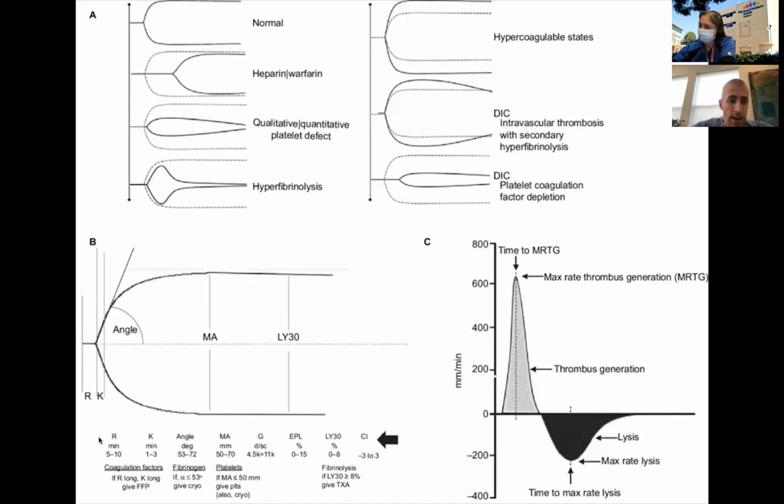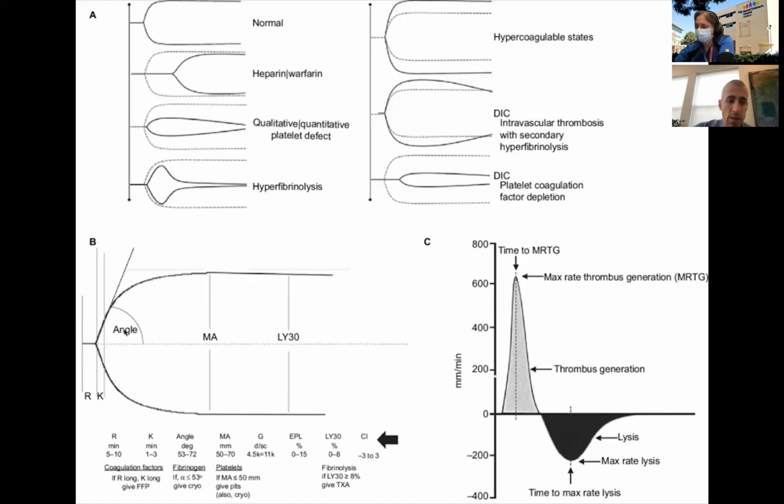So if you look down here, it shows you what the normal values for these different factors are. So normal R is 5 to 10 minutes, normal K is 1 to 3 minutes. And if those are prolonged, the recommendation is to give coagulation factors. So that's FFP. You would give FFP if R or K are abnormal.